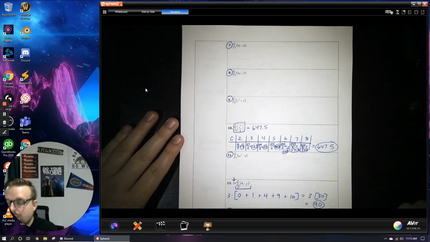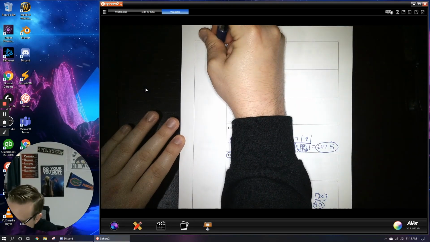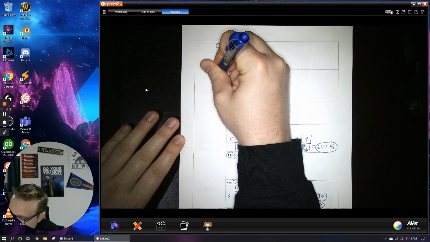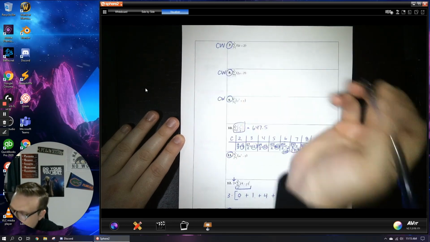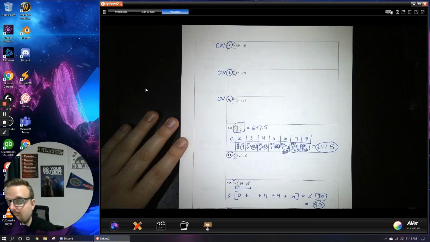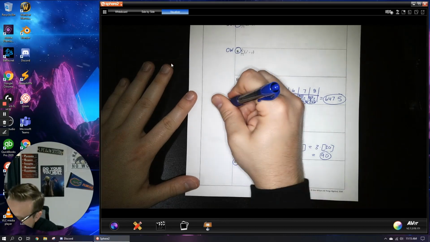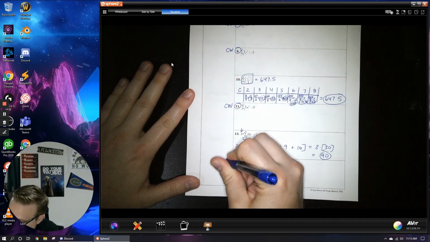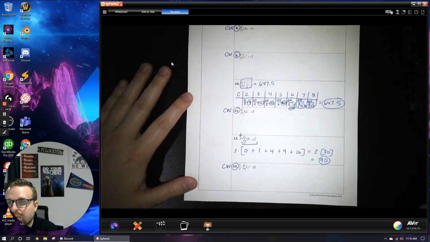So whatever. I'm going to put a CW next to this. That's 7, 8, and 9. That's classwork. I want you to complete that. And also 11 is classwork and 13 is classwork, okay?